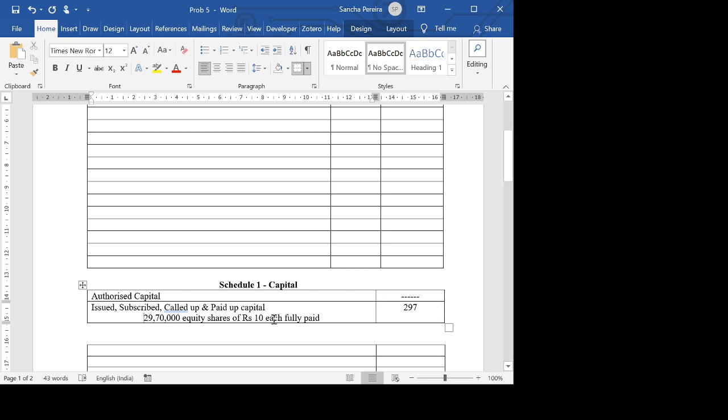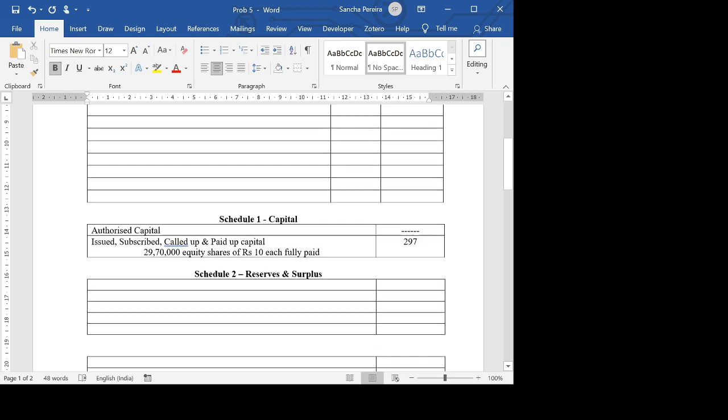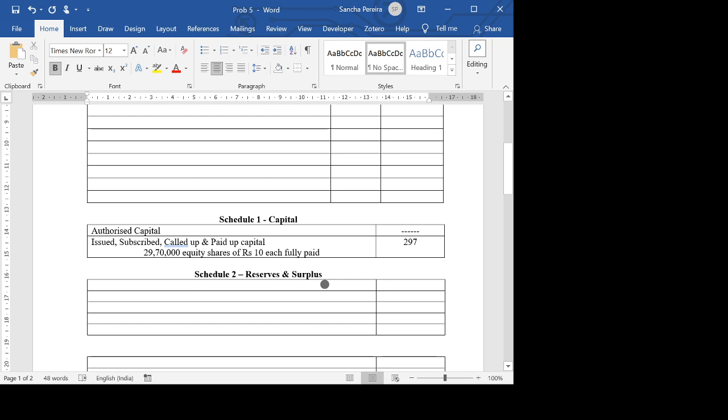Next we move to schedule 2, which is reserves and surplus. Now here we have two items. One is statutory reserve and one is balance in profit and loss account. Fine. Now there will be a small calculation here.